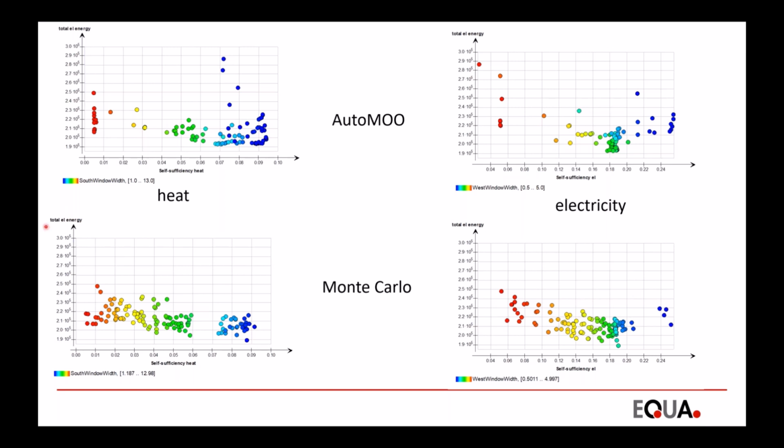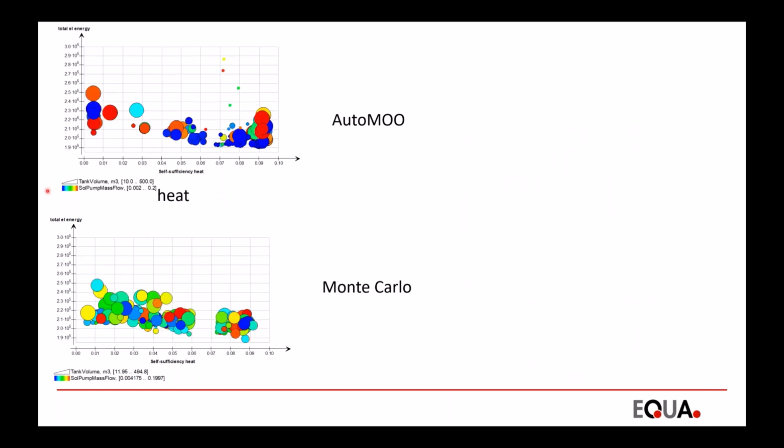We can also look at the same diagrams to the left here, but with some different color settings. The dot area now indicates the tank size, and the color indicates the solar pump mass flow. And we can see a much more obvious difference now in dot colors between Automo and Monte Carlo. Maybe we don't understand that clearly at first, but there is a difference. For the optimal solution, it seems that Automo decided for either high flows, which are red, or low flows through the solar pump, which are blue. But this is somehow difficult to interpret, and in general, with this kind of graph, it proves difficult to draw the most valuable conclusions.